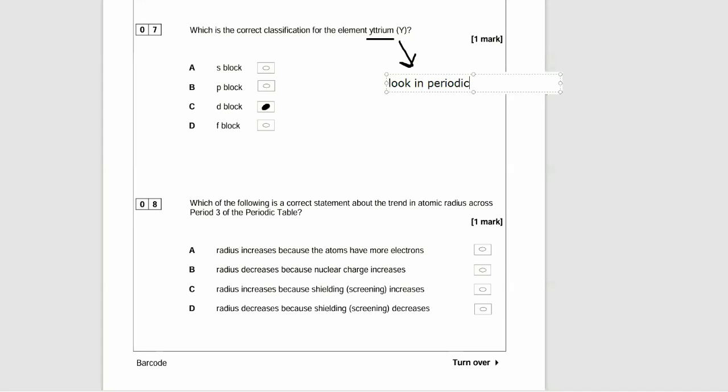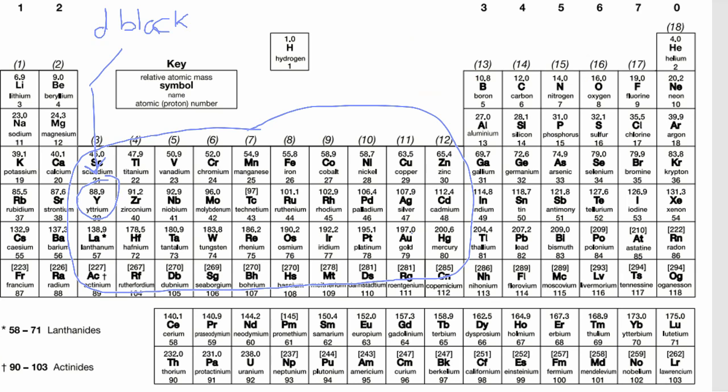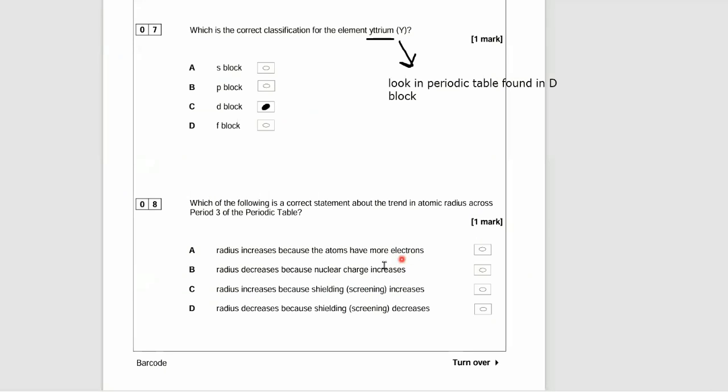So the answer here, you can just look this up in the block. Yttrium, what block of the periodic table is it in? Well, it's found in the D block. We can look that up in a periodic table and see that really easily.